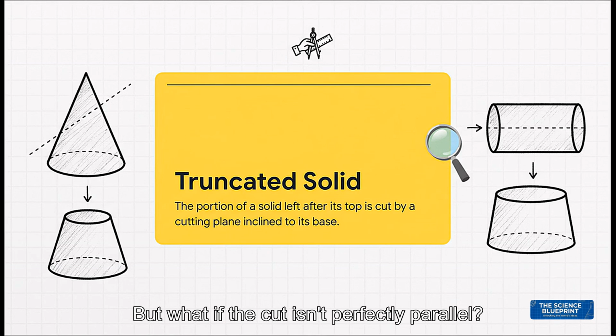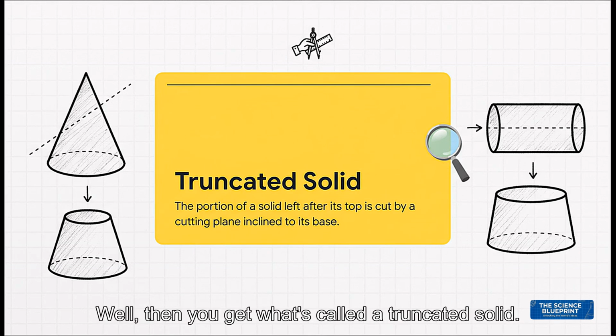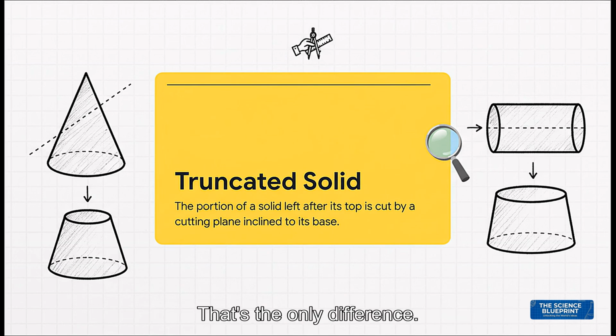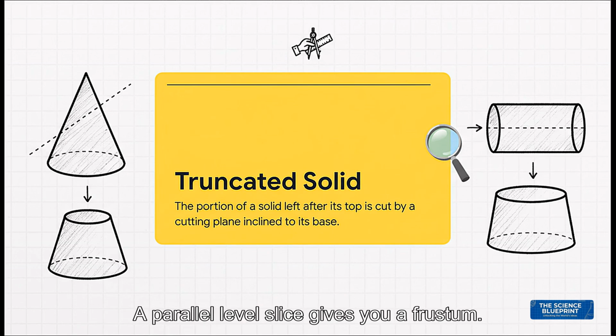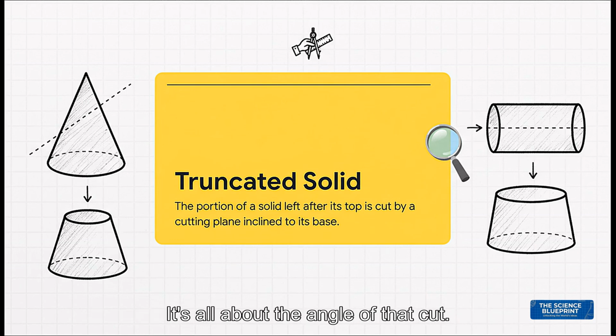But what if the cut isn't perfectly parallel? What if the slice comes in at an angle? Well, then you get what's called a truncated solid. That's the only difference. A parallel, level slice gives you a frustum. An angled, inclined slice gives you a truncated solid. It's all about the angle of that cut.